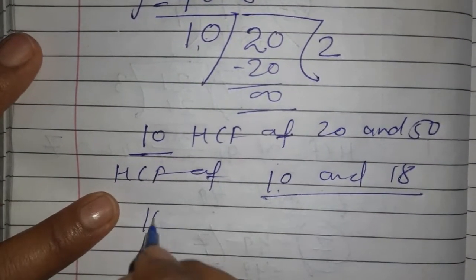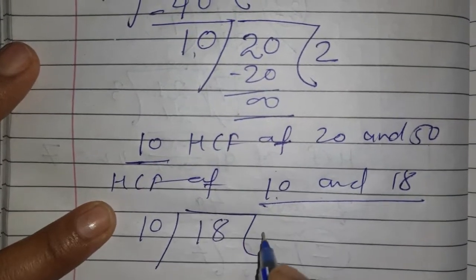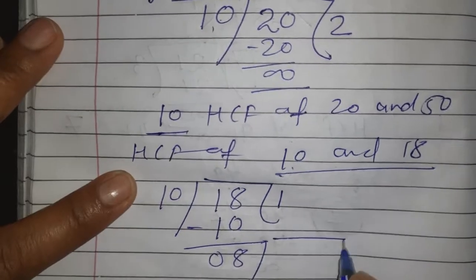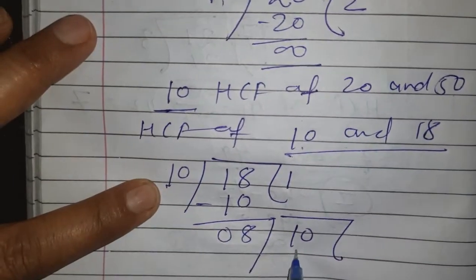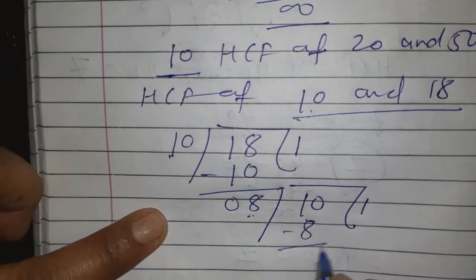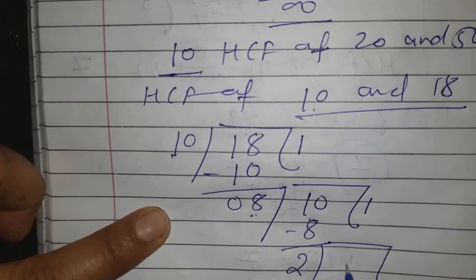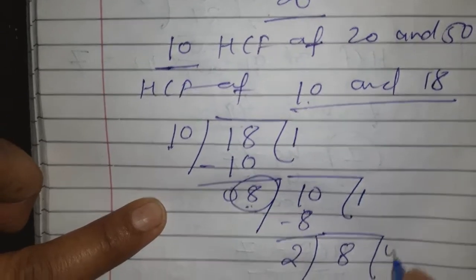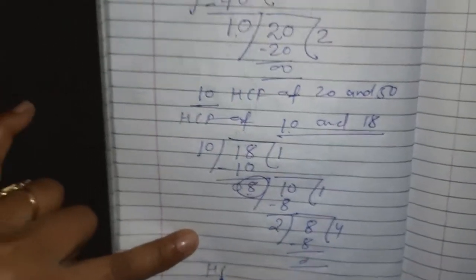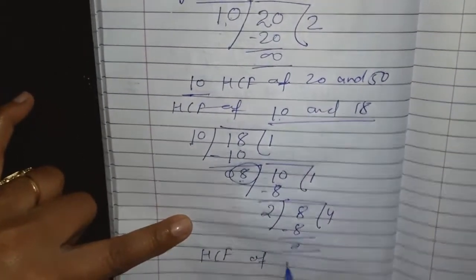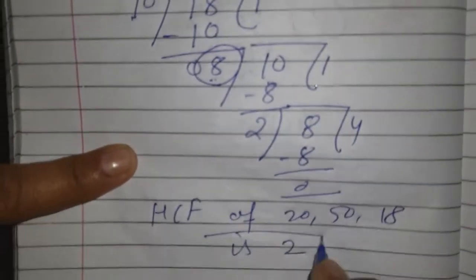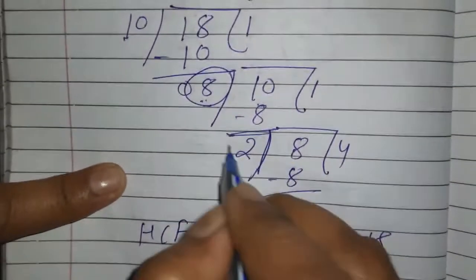Take the smaller number outside, and 18 inside. 10 1s are 10. Subtract, the remainder is 8. Then this 10 will come inside, and this remainder will become the divisor. 8 1s are 8. Now see, remainder 2, and then 8 comes inside. 2 4s are 8. So what is your answer? Your final answer is that the HCF of 20, 50 and 18 is 2. This is your final answer, 2.